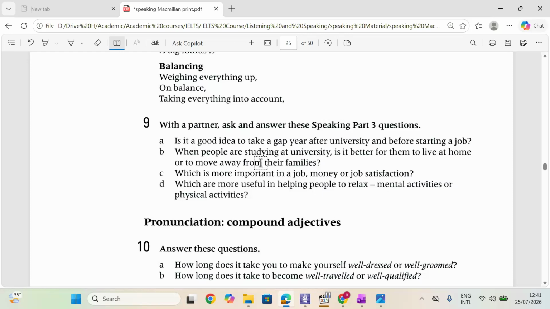My point is that we do not have time in this session to discuss it right now, so I assign this part as homework. You can record yourself expressing your point of view on these topics. Because we do not have time, I need to move on to the pronunciation. When people are studying at university, is it better for them to live at home or to move away from their families? So exercise 9 is homework. Let's move on to the pronunciation.